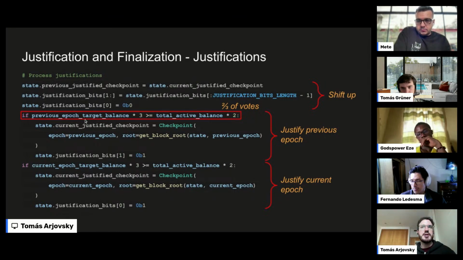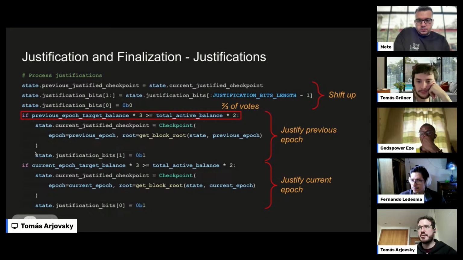The next thing that I do is justify the previous epoch, if the two-thirds of the votes are actually reached. So I see, hey, the previous epoch target balance, which is the people that voted for the previous epoch, is that two-thirds of the total active balance? If that's the case, then I justify it. And I set the justification bit of the previous epoch, that's why the index 1, I set it to 1. So I basically say this is justified. And this is part of the state, so I'm modifying the state. This is part of the state transition, right?